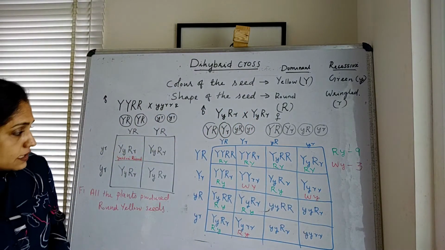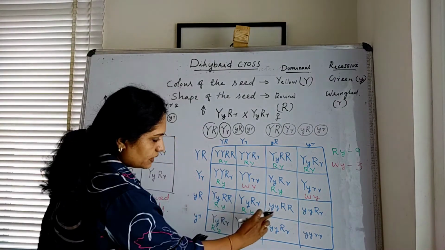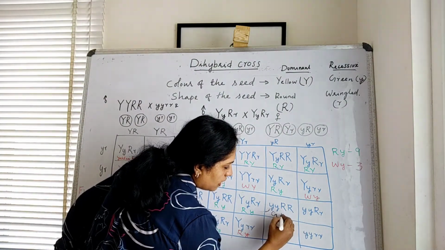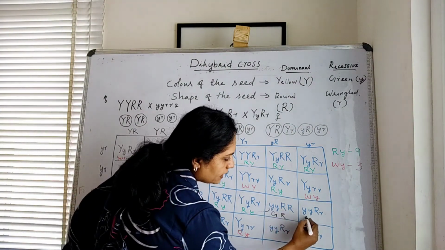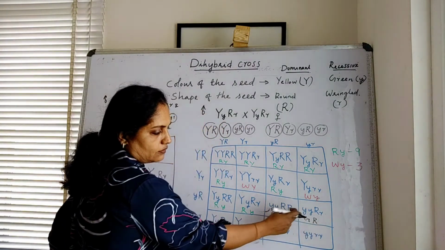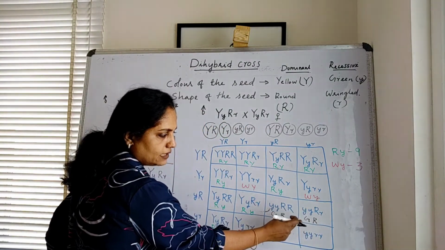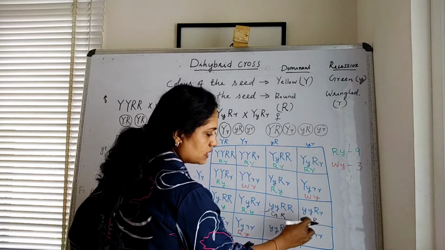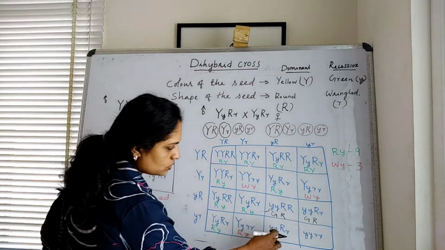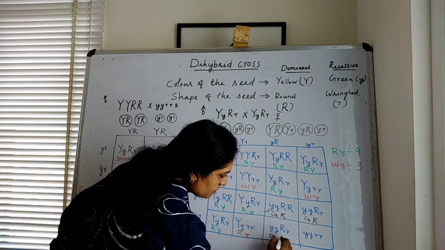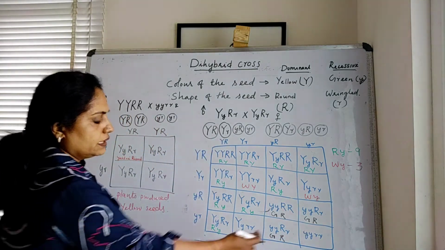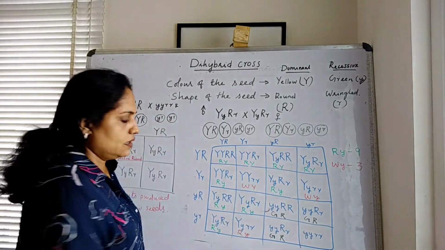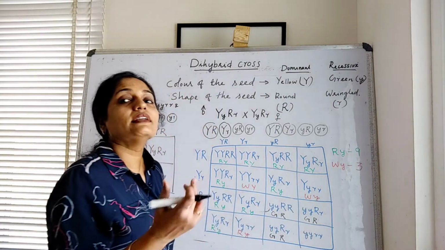Now let us see this one. This one is round. This one also again green and round because Y is small letter. So we will get only green seed, and R capital is there. So we will get round seed, green and round. Here also green and round. In this case we will get what type of seed? Here only small letters are there. So there is green and wrinkled seed.